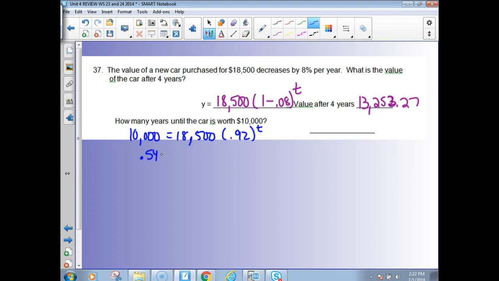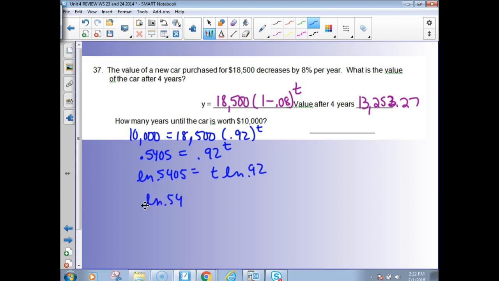0.54. Give me 2 more places. 0.5405. Okay, so here's where we would be at. And then you could just take the natural log, I just use natural logs because it's faster to write. The ln of 0.5405 equals T times the ln of 0.92, and then you can divide those.